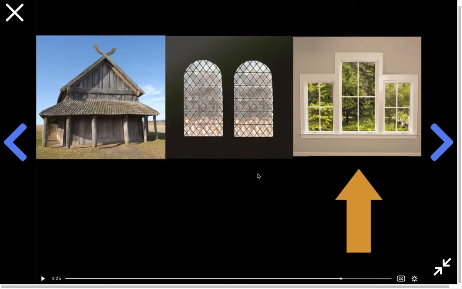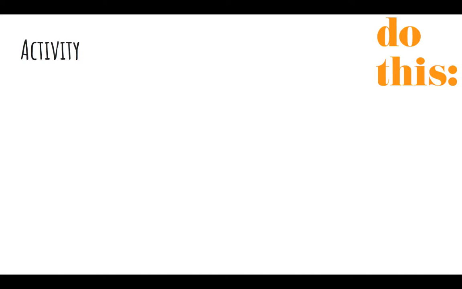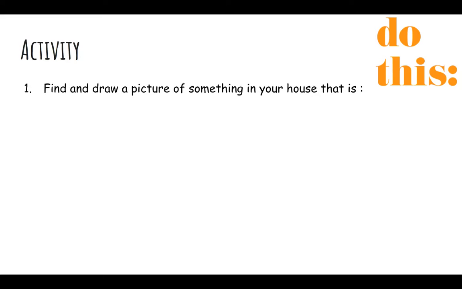So I'm going to stop our video here, and I'm going to introduce an activity that I would like for all students to do. I would like all students, after watching this first half of the video, to find and draw a picture of something in your house that is opaque, translucent, and transparent. So you should have 3 drawings, one that's opaque, one that's translucent, and one that's transparent, and label your picture.